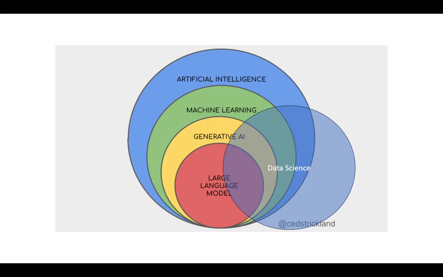Okay, so this is the whole spectrum of AI, right? The outermost circle, artificial intelligence, is basically AI. Now, as you can see, data science overlaps with artificial intelligence, but it's a little bit of an orthogonal aspect here. It goes a little bit beyond AI, as you can see, this particular area of data science. That we're not going to cover in this particular series of videos, but it is something important to know. Now all these other circles are embedded within AI.